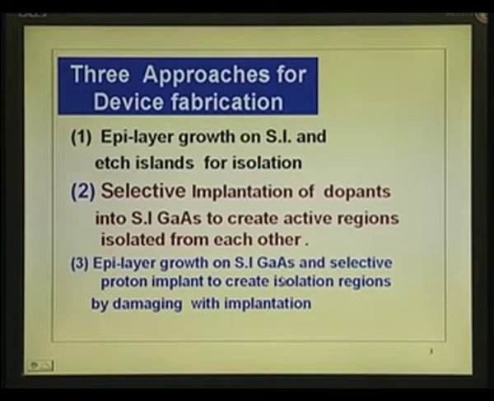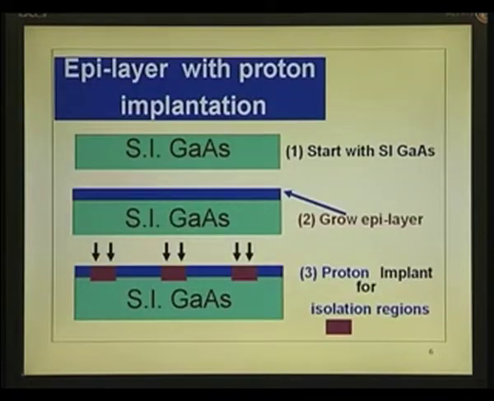Epilayer growth on semi-insulating gallium arsenide, instead of selective dopant implantation, which forms the active region. Okay. You create the isolation region by damaging the implanted layer. I think the diagram will make it very clear. That diagram. Semi-insulating gallium arsenide, epilayer. The step is the same as the first one. There you are etching. Now, instead of etching, what you do is you implant protons.